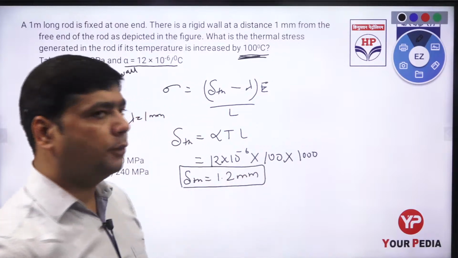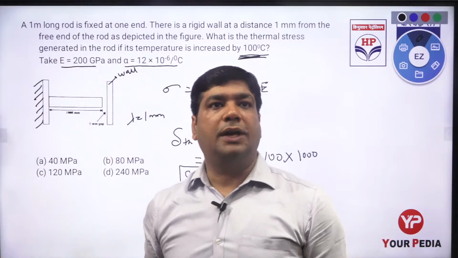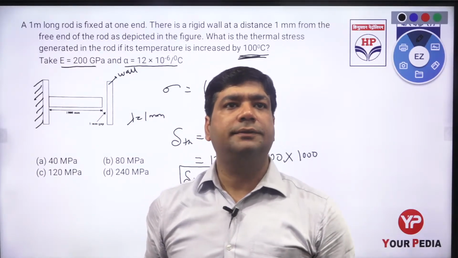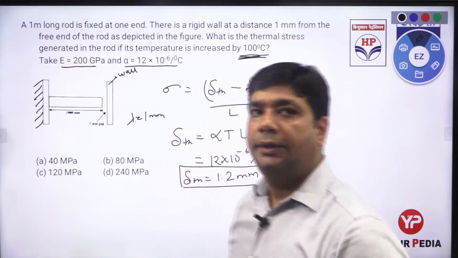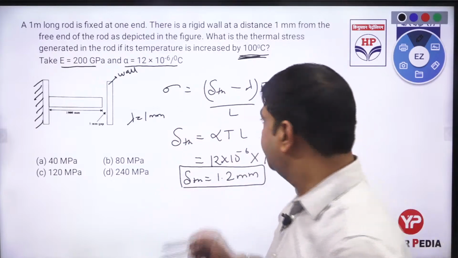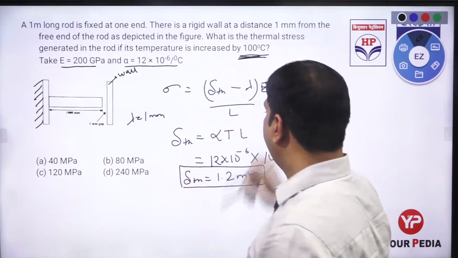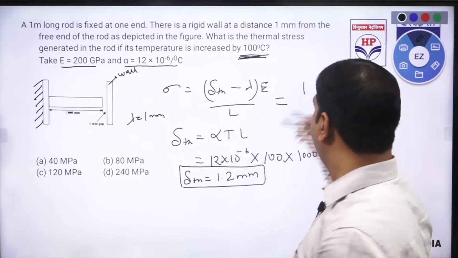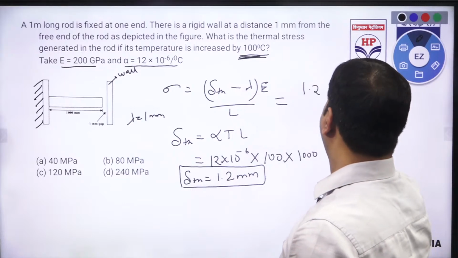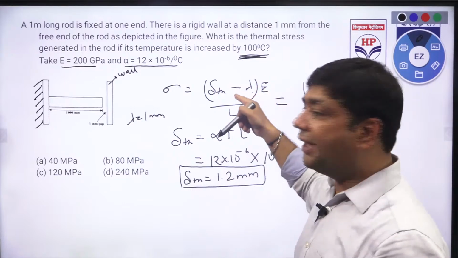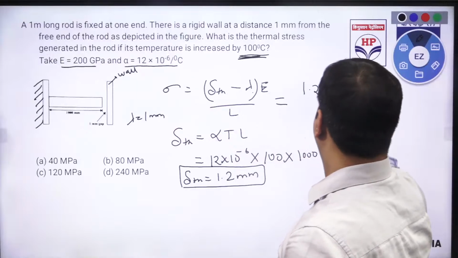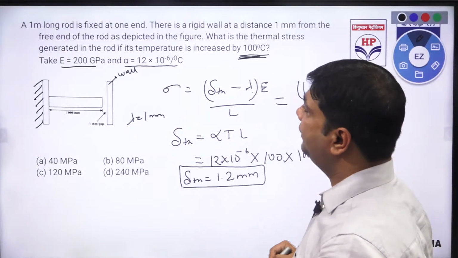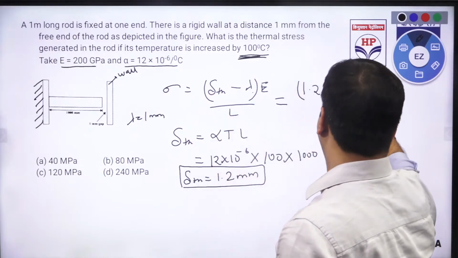So I am just putting this in the formula. How many of you get the answer? Okay, Akhil, good. So thermal stress equals alpha T L delta, whose value is 1.2 mm, minus the deformation gap lambda, which is 1 mm, into E by L. What is the E? E is 200 gigapascal.